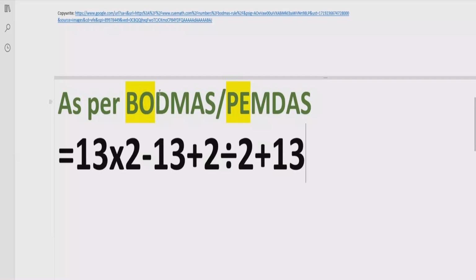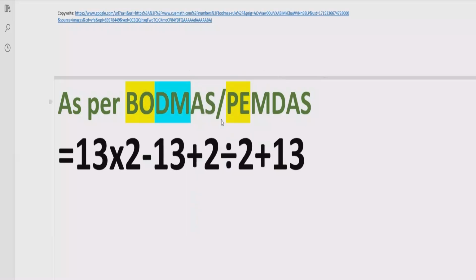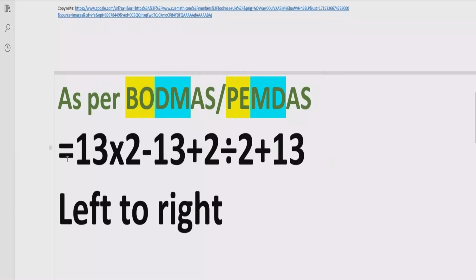Now, step number 3, which we will follow, is to solve the division and multiplication. You cannot say that I'm using PEMDAS, so I will solve the multiplication first. And you cannot say that I'm using BODMAS, so I will solve the division first. Both have a similar procedure. First of all, you have to go left to right in your expression and find out which operation is coming first, either division or multiplication. So here we have multiplication. So now we will solve this one.